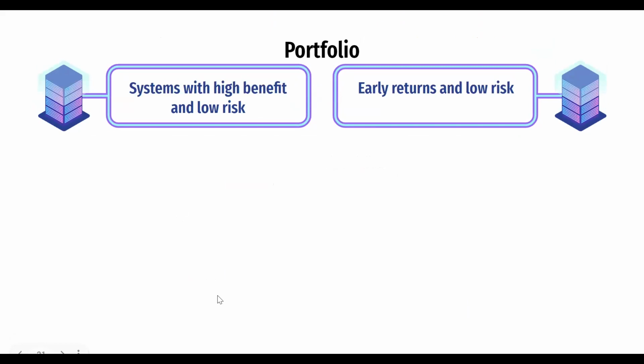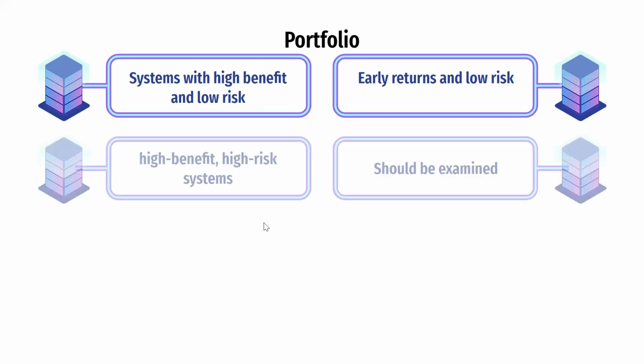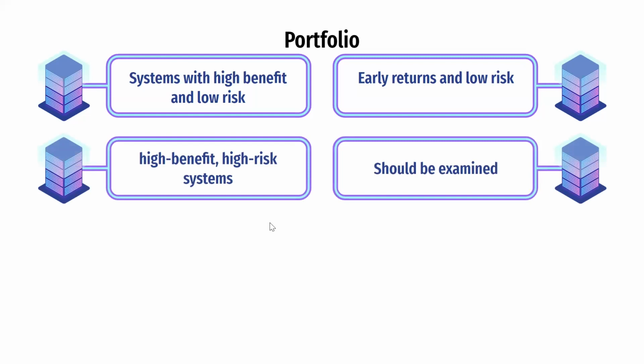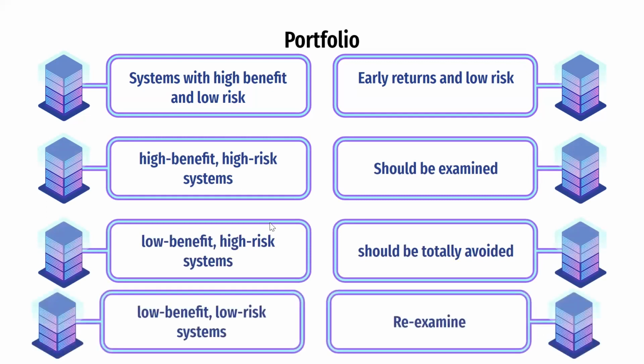So in determining the benefit and risk, here is the analysis. Systems with high benefit and low risk mean early returns and low risk. High benefit, high risk systems should be examined. Low benefit, high risk systems should be totally avoided. And lastly, the low benefit, low risk systems should be re-examined.